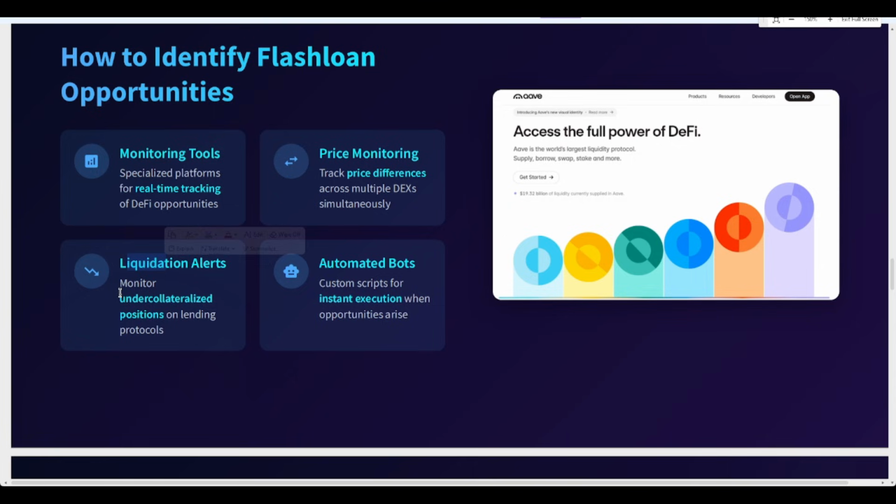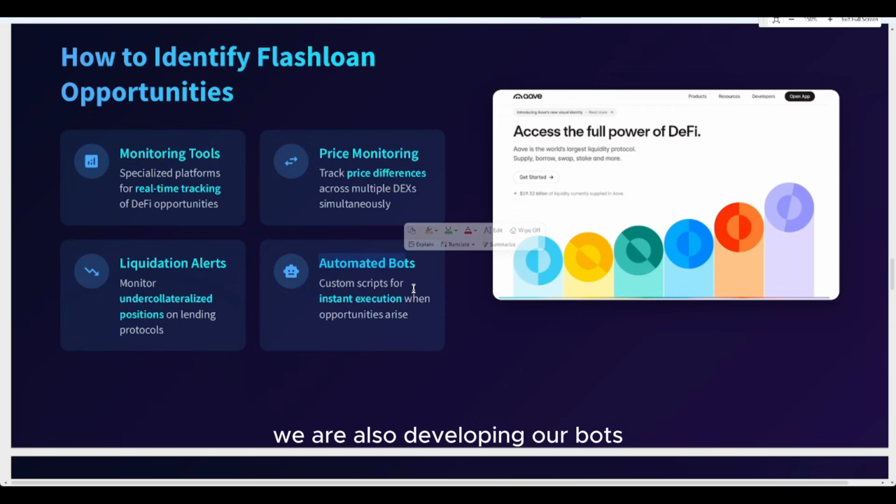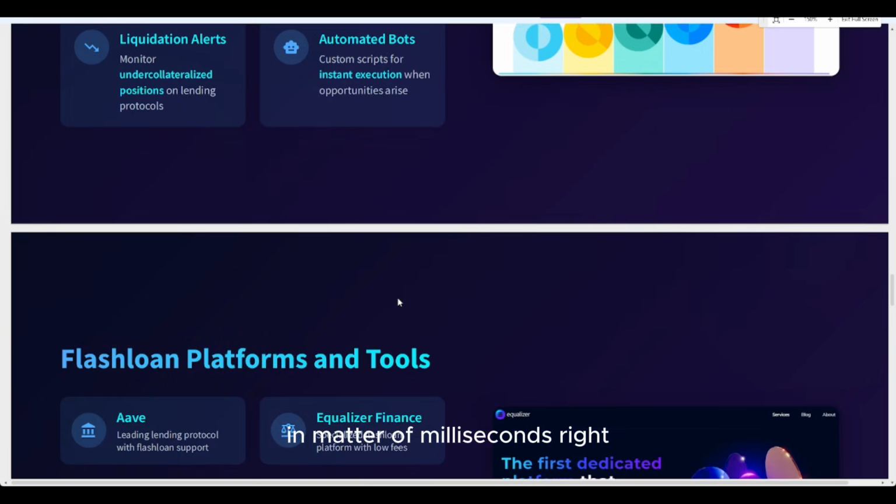Liquidation alerts, monitor and collateralize. This is for liquidation. Then there are bots. We are also developing our bots so that our bot can go ahead and execute these flash loan opportunities in a matter of milliseconds, right?